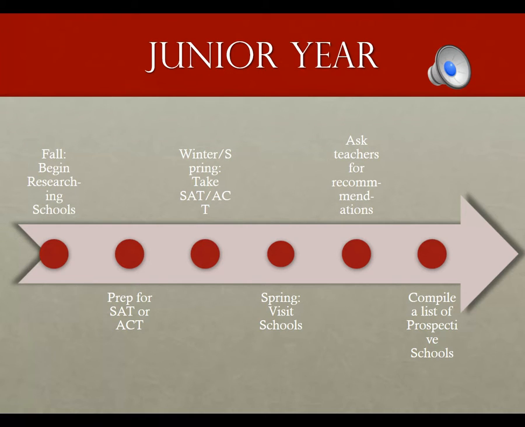At the end of junior year, students should ask teachers and coaches and extracurricular moderators for recommendations. Hopefully by the end of junior year, your son or daughter will have a list of prospective schools. That's a pretty solid list, and by that I mean that it contains maybe a few reach schools, a healthy amount of good match schools, and 1 or 2 safety schools. And again, I'll go in greater detail when we talk about researching schools.